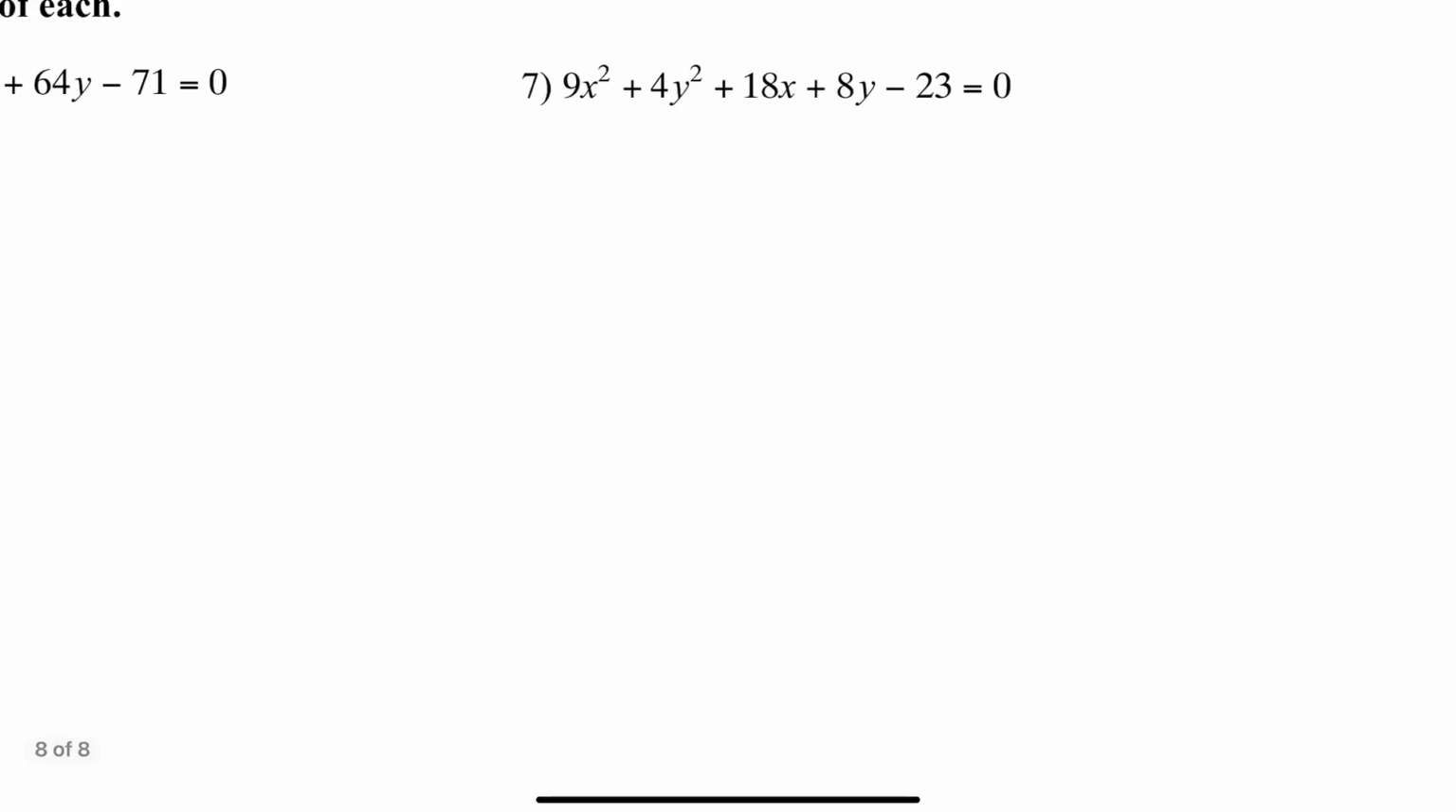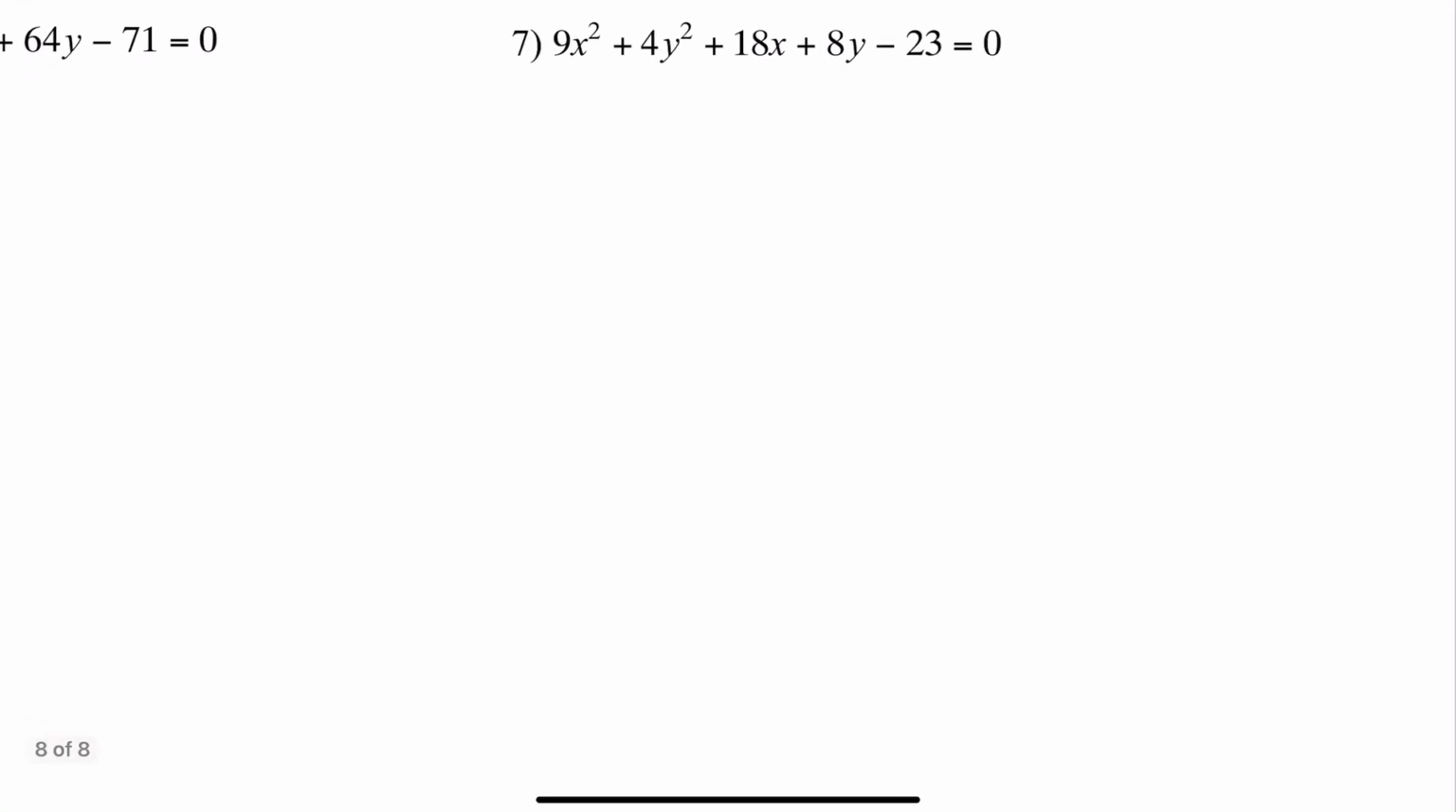In this problem, we're trying to take this standard equation form of an ellipse and convert it so that we can just take out the center, right? So the first thing we want to do is align the terms so that the x's are together and the y's are together. So here we have x and y, x and y. Our first step is to align them so that x's are with x's, y's with y's.